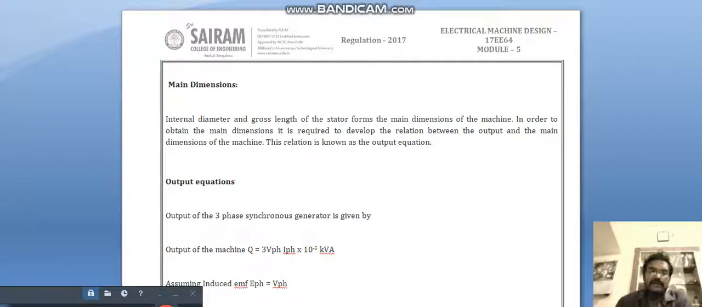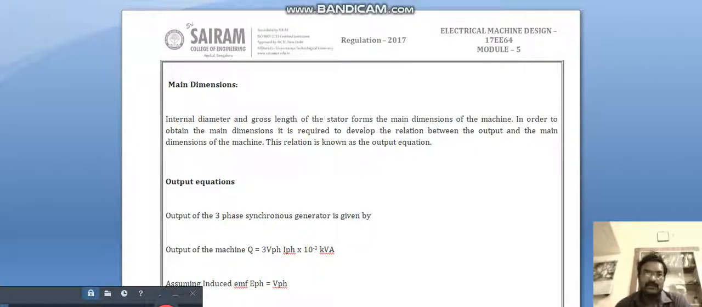Hi to all. In this video, we are going to see about the output equation of synchronous machine. Before going to the output equation of synchronous machine, what is a synchronous machine? A synchronous machine is a machine which will run at constant speed. That means the stator and rotor are synchronized.